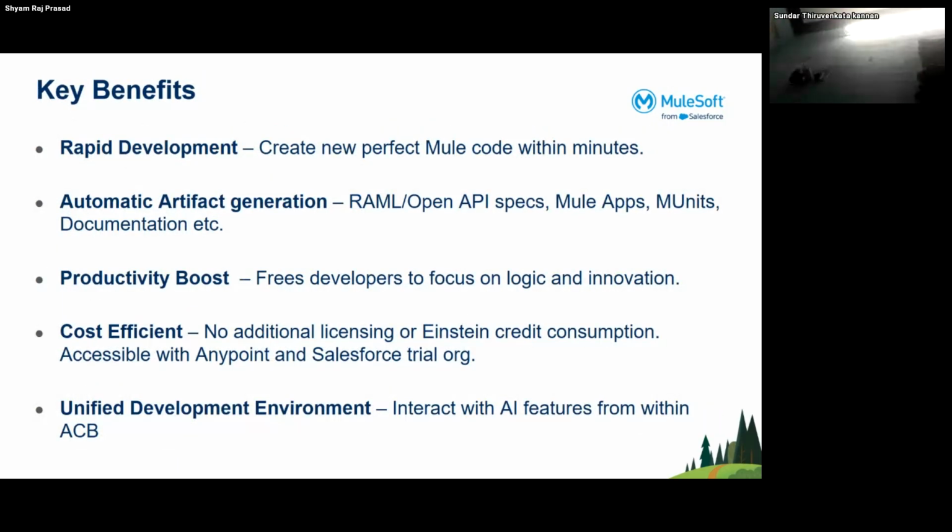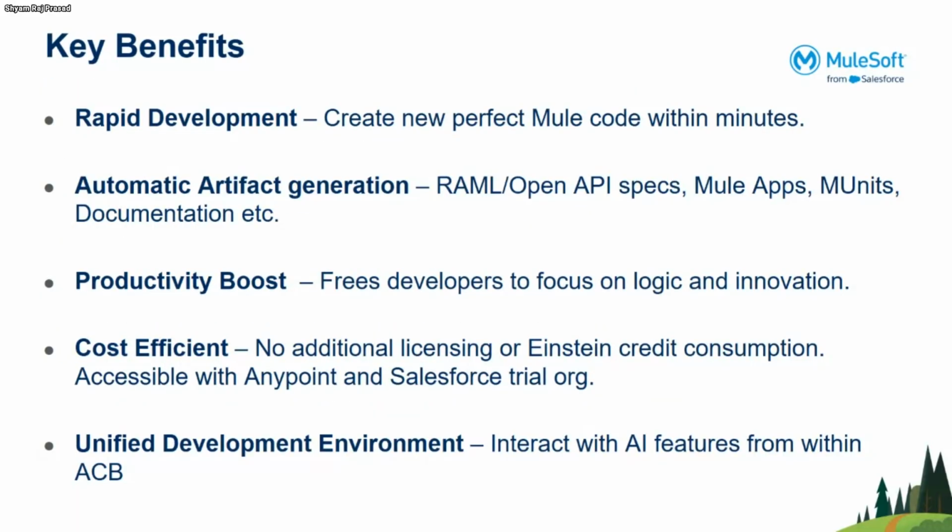So the key benefits, right? As I mentioned, we need to provide natural language prompts, and that is where it creates the API and Mule code within minutes. Shortly, I will be showing the demo. It will create the complete API specification, the Mule code, the DWL file, the MUnits, everything within minutes. Maybe 10 minutes is the maximum it takes. So it supports rapid development in that the complete code can be created within minutes.